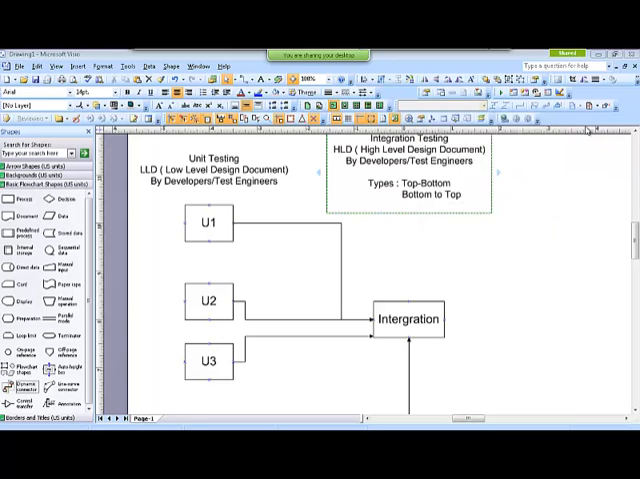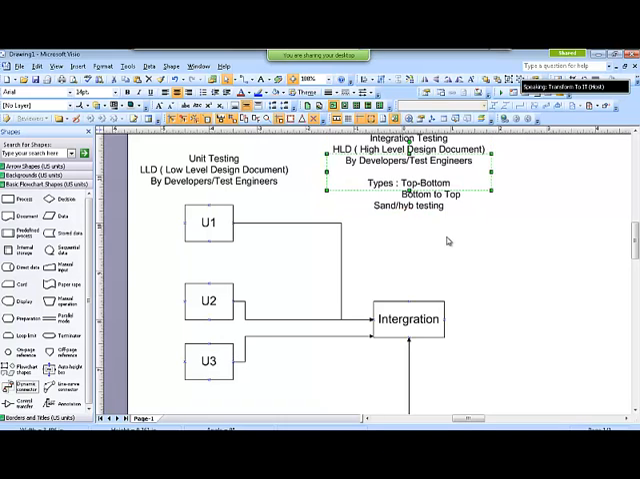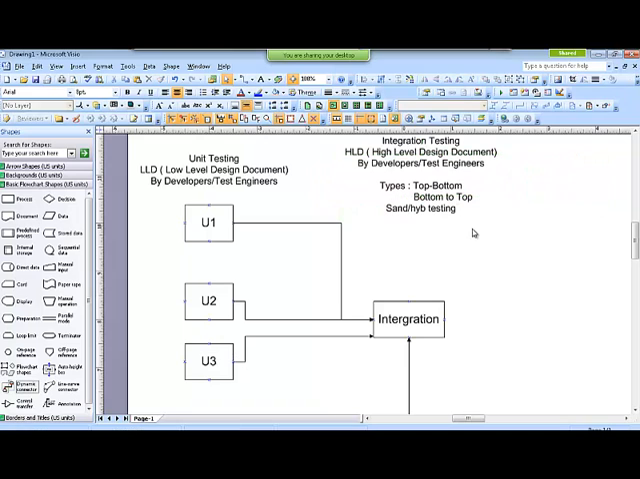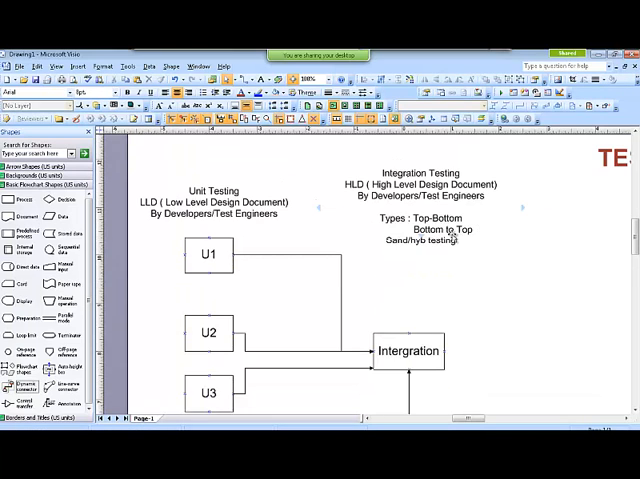Okay, fine. What other type of testing do we have in integration? We have hybrid testing or sandwich testing. It's a combination of top to bottom and bottom to top testing. We'll say it's sandwich or hybrid testing. So we have three types of testing under integration. Now we are clear with unit testing and integration testing.